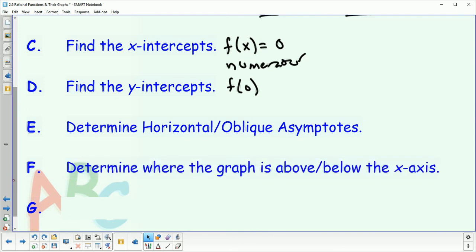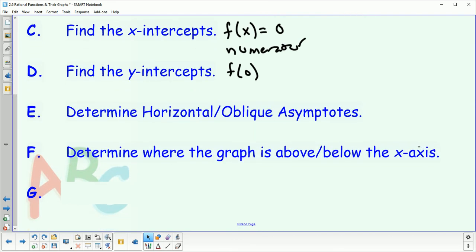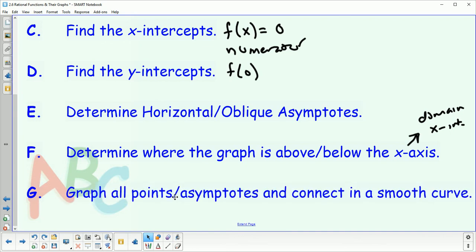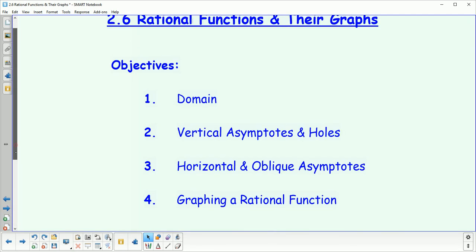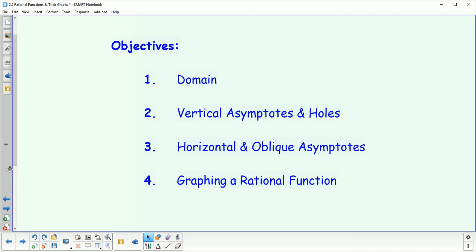And once we have that, we're going to determine where the graph is above and below the axis. And we'll talk about this in class tomorrow. But essentially, we're going to make regions using our domain and our x-intercepts, because those are the only places where we could switch from above the x-axis to below the x-axis, or vice versa. And finally, once we have all that information, we're just going to graph all points and asymptotes and connect in a smooth curve. You can use your calculator to check for this, but trust me, you're going to want to know how to do it by hand, because the calculator is not always going to be able to show you every detail that you're going to need to be able to show.